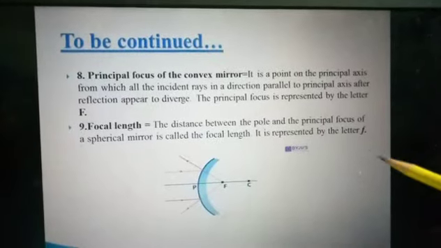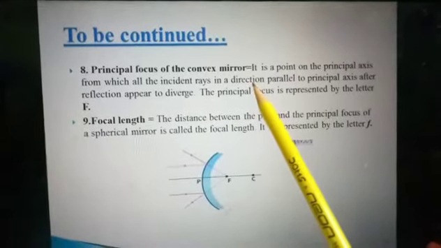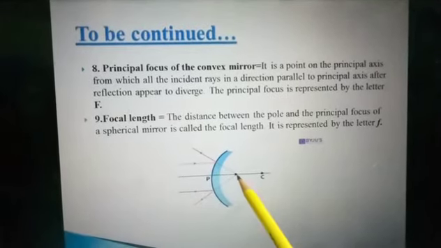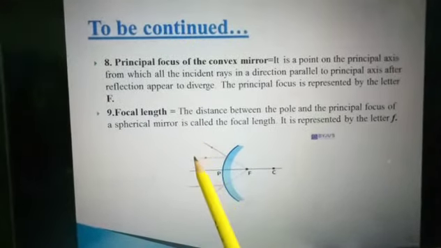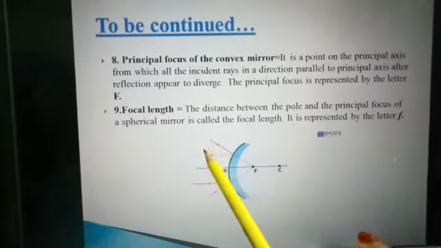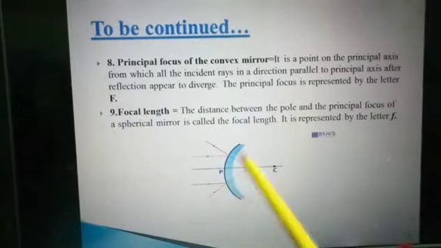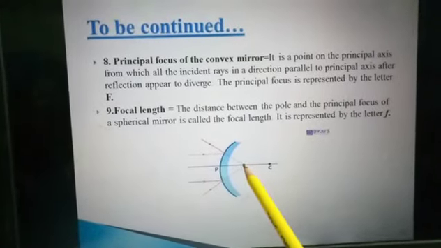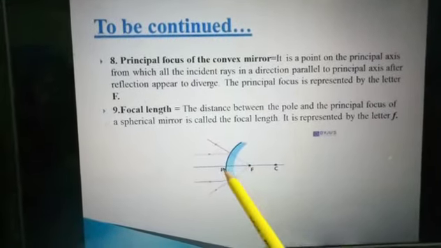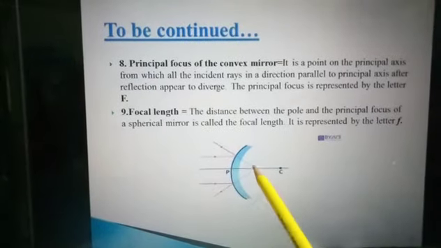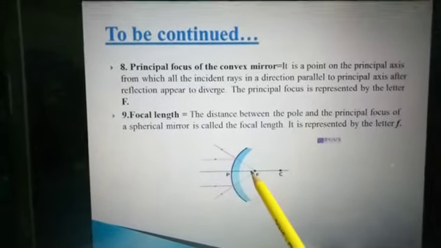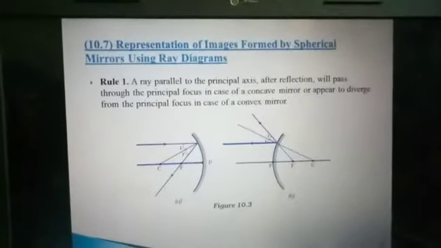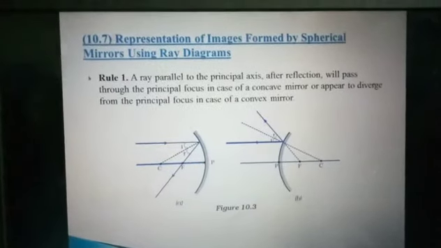Then next we have the principal focus of a convex mirror. It is also a point on the principal axis, such that all these incident rays, after reflecting, appear to diverge. The point of divergence is this F. It is represented by capital F, and this distance is known as the focal length and is represented by small f. Okay, thank you.